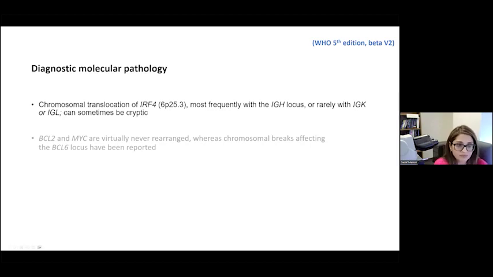As mentioned before, the chromosomal translocation most frequently involves the IGH locus or rarely IG kappa or IG lambda, which can sometimes be cryptic, although that is rare. Cases with IRF4 gene rearrangement can be detected by molecular cytogenetic methods. Interestingly, BCL2 and MYC are virtually never rearranged. We never use the word never in pathology, but in this case, BCL2 and MYC are virtually never rearranged, whereas chromosomal breaks affecting the BCL6 locus have been reported.